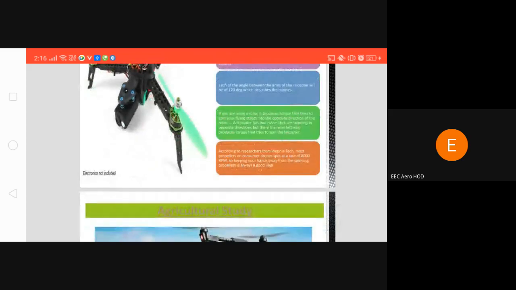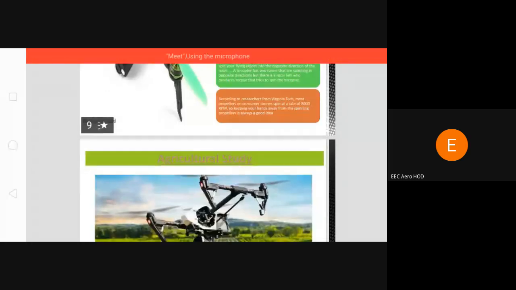Automated drones can be used in oil and gas facilities for security, surveillance, emergency response, and infrastructure inspection. In seaports, drones can perform applications such as mapping, surveying, operational site and port monitoring, and traffic control. Each of the angles between the arms of our tricopter will be 120 degrees, which describes its ease. If we are using a rotor, it produces torque that tries to spin your flying object in the opposite direction of the rotor.